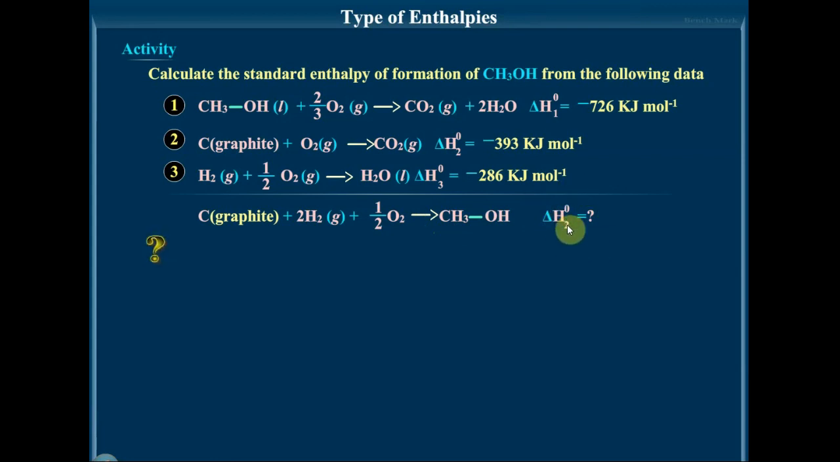Please ignore the 2 written here. It is the delta H formation of CH3OH that you have to find out. Now how can we do it?